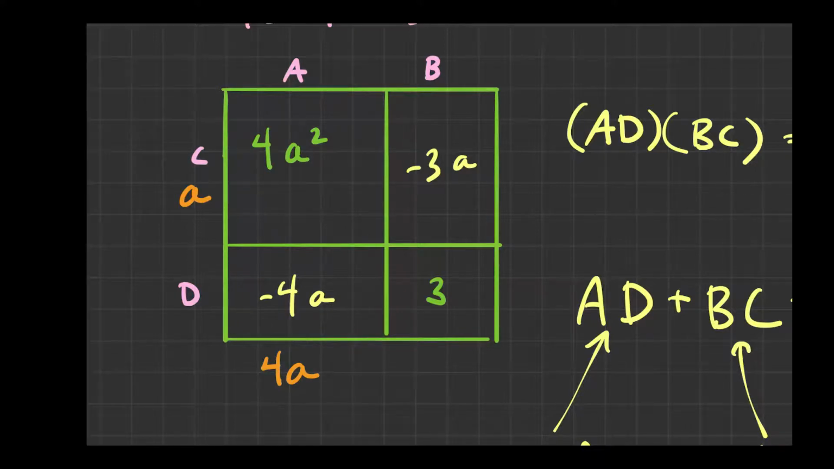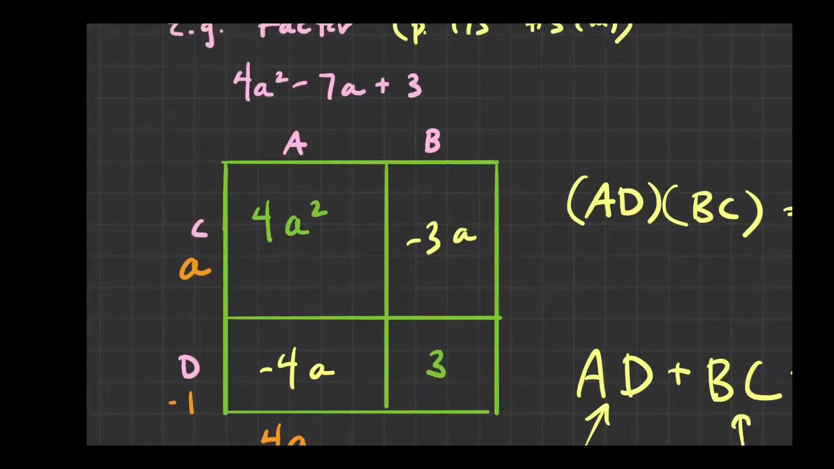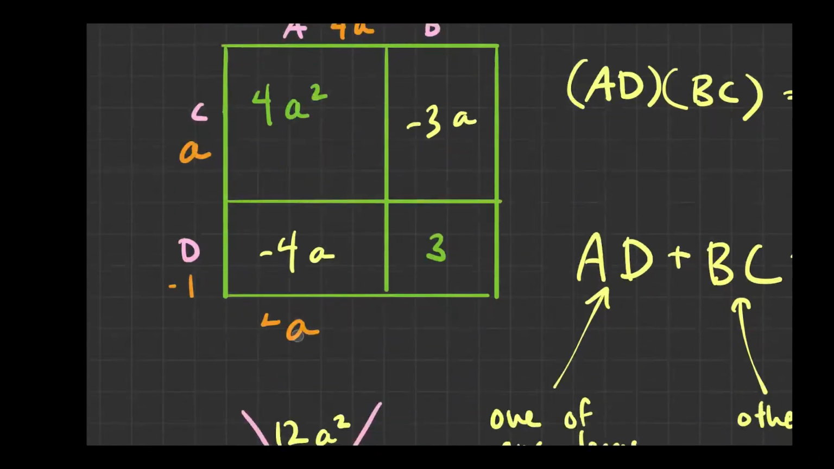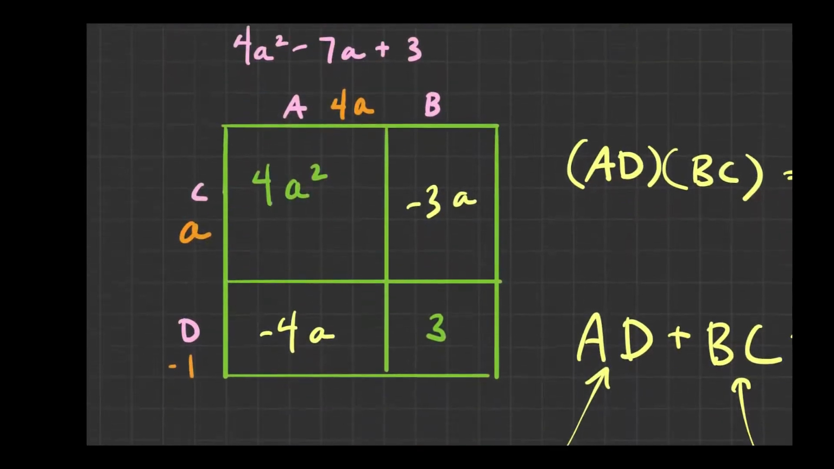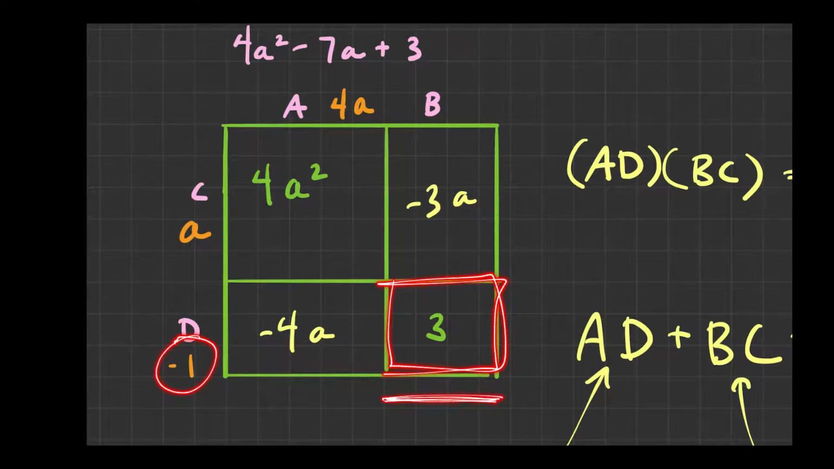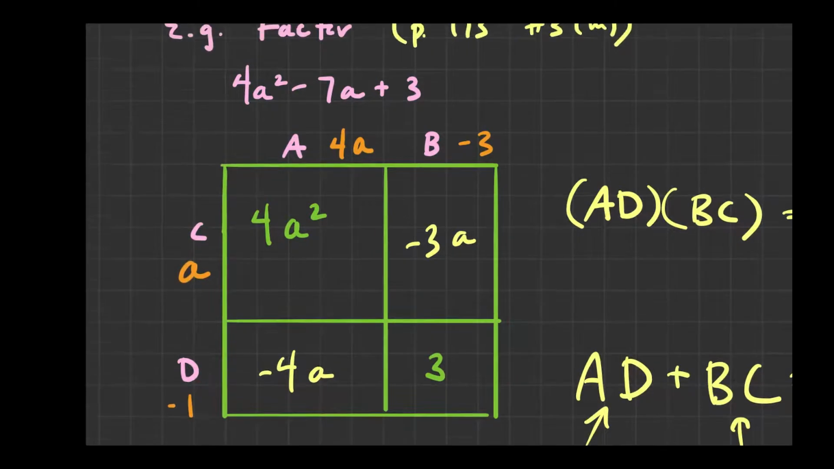Now, look what I did. Now that I found 4a, and I know that the area of this is negative 4a, do I know what this is now? Yeah, it's got to be negative 1. I guess I should be putting the 4a up here. And now that we know that this is negative 1, and that this is 3, what do we think this side is going to be? Negative 3, yeah. And we're done.